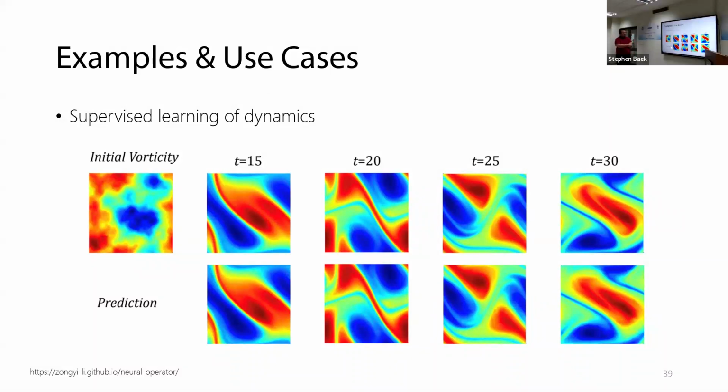And then the bottom row is the prediction. If you compare that with the actual numerical simulation result, you can see that the patterns are pretty much the same. Of course, you can change the initial vorticity and put it in the same model without retraining, and then you can get different vorticity patterns. According to their demonstration, neural operators are able to predict the fluid pattern given different initial vorticity.